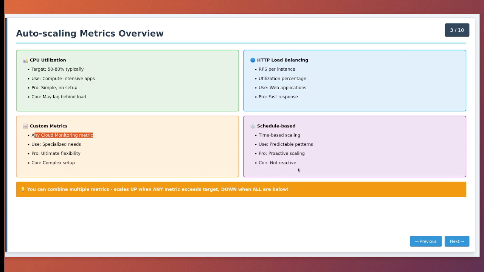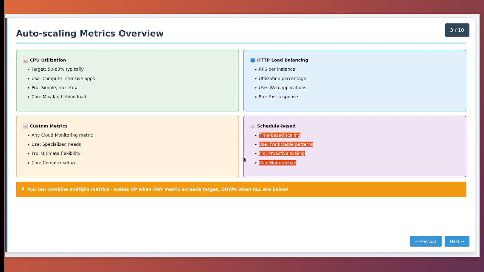Schedule-based scaling is not technically a metric, but it is another powerful option. You can proactively scale up before expected traffic peaks and scale down during known quiet periods. This is perfect for applications with predictable traffic patterns, like business applications that see peaks during work hours.